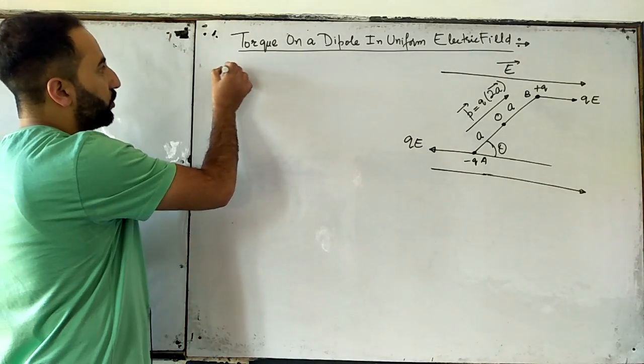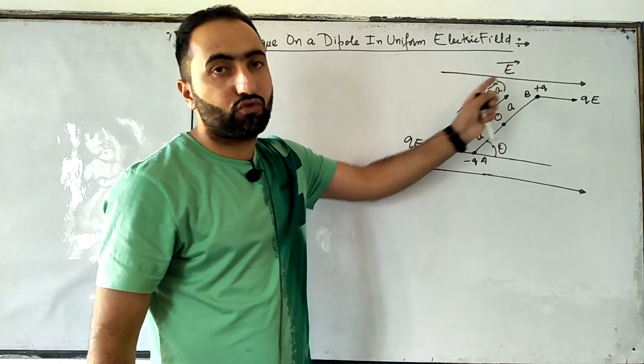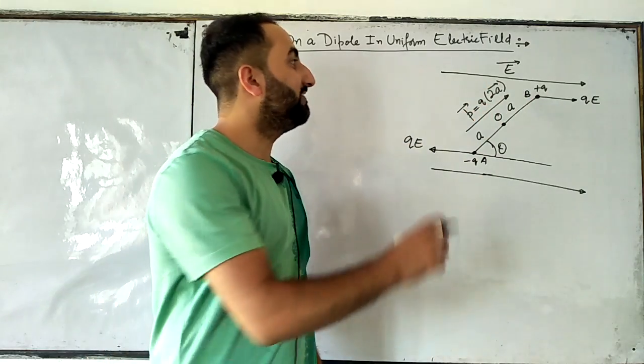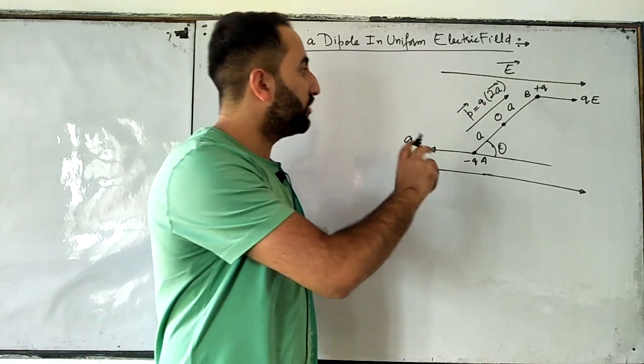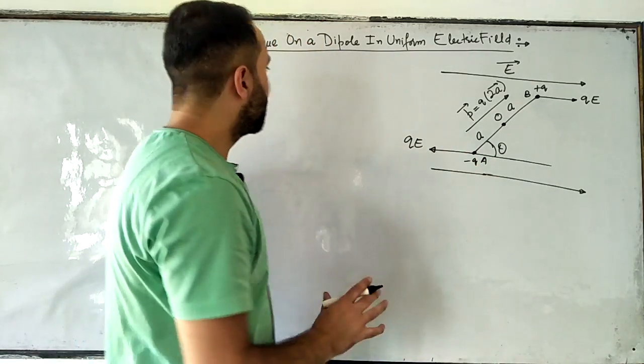Now here I will write down the torque. This QE and this QE, being the same in magnitude and opposite in direction, will form a couple. What they will tend to do is rotate the dipole and align it in the direction of the field. Okay, beta? Then I will calculate the torque.